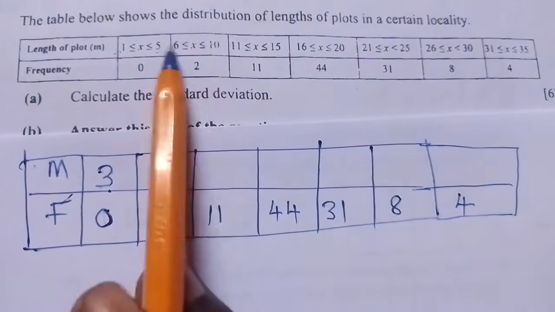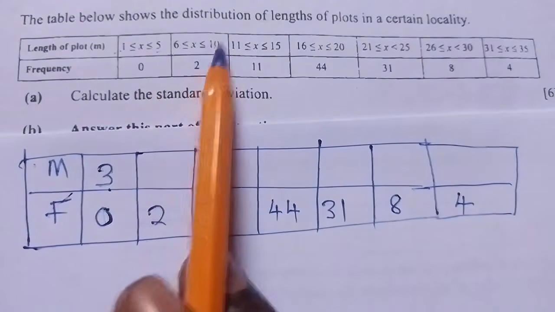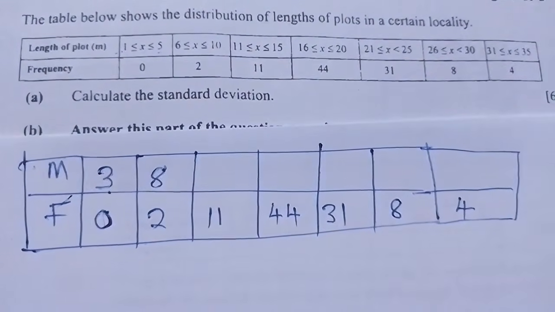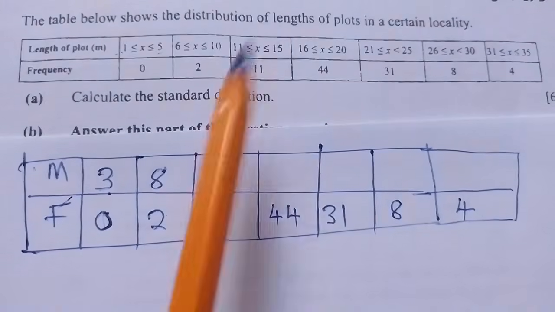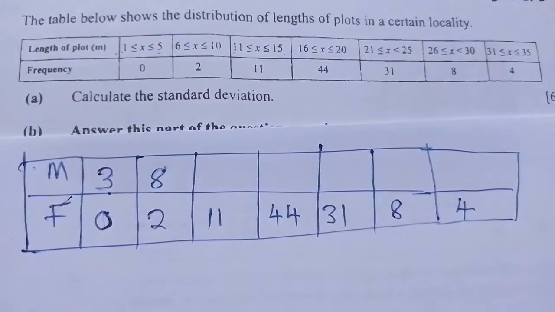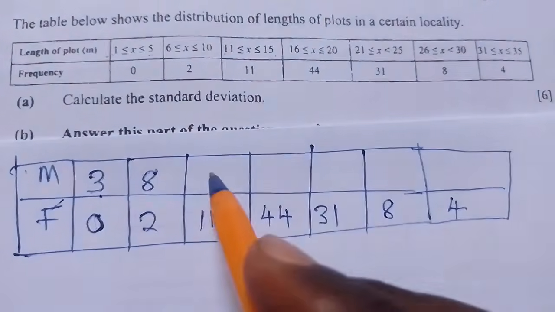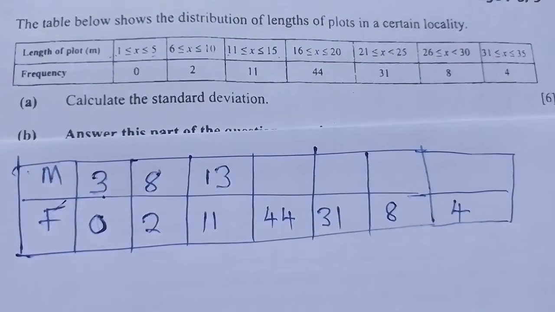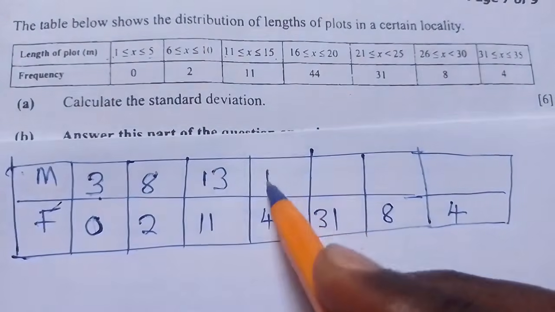If I add here, what am I getting? 6 plus 10, 16. 16 divided by 2, 8. Then I move to that one. 11 plus 15, what am I getting? 26. Then divide by 2, 13. I move to the second one. 20 plus 16, that's 36. Divide by 2, that's 18.